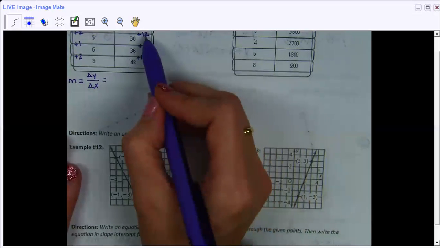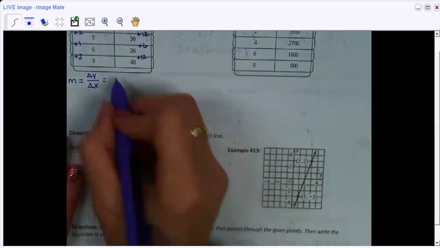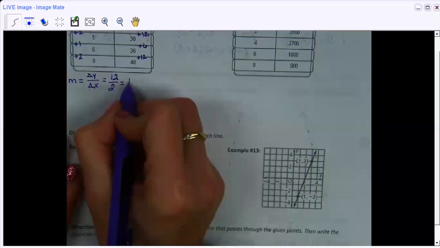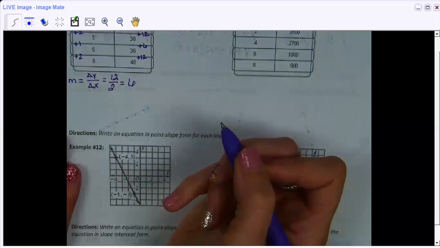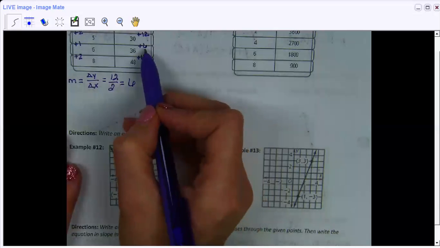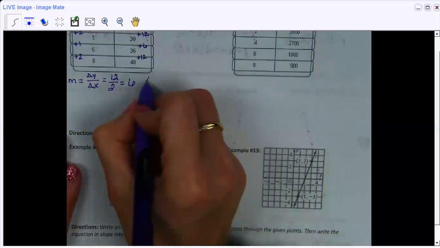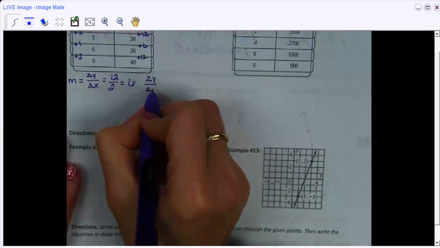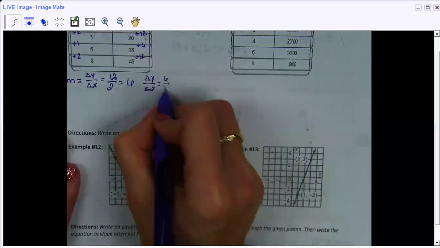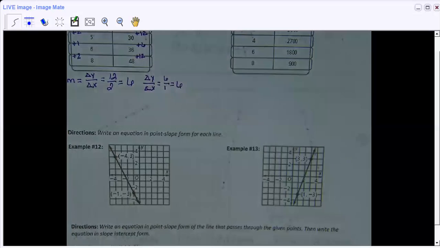So change in y here is 12. Change in x is 2, which gives me a slope of 6. But wait, what about the other one? If I do change in y over change in x, if I use the other one, the change in y here is 6, the change in x is 1, which is also 6. So our slope is 6. It's just they didn't go in equal increments on both sides, but it's still 6.